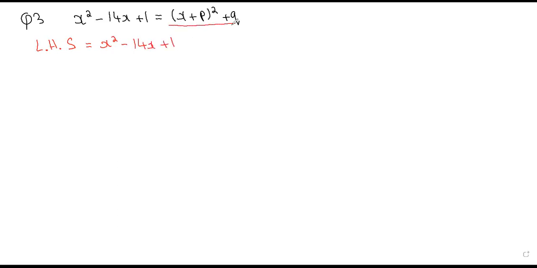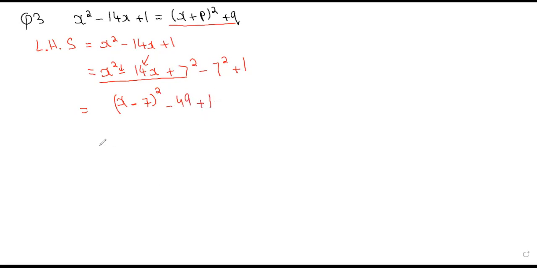And this is the completed square form. So I need to complete the square. So that would be x squared minus 14x. I need to add and subtract the square of half of 14. That would be 7. 7 squared minus 7 squared plus 1. This is the complete square form, so it would be x. This is a negative sign. Always make sure that you are using the right sign. (a minus b) squared, so that would be (x minus 7) squared minus 49 plus 1. And I am going to get (x minus 7) squared minus 48.